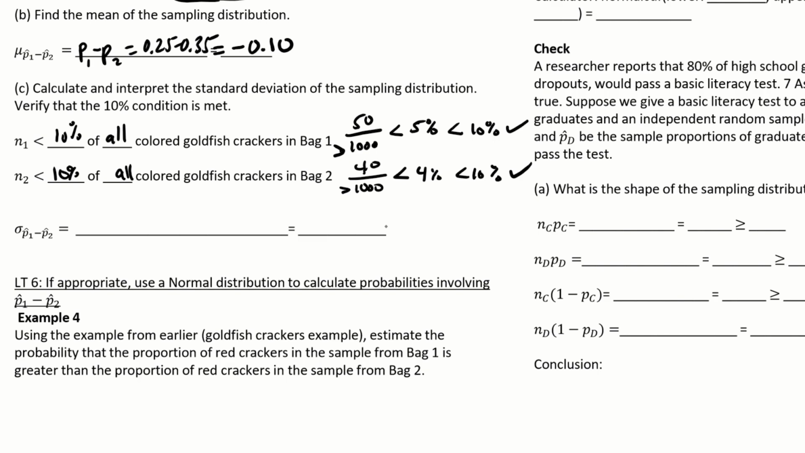So we have P1. P1 was 0.25. 1 minus P1 is 0.75. And then we had 50 crackers for that sample size. And then 0.35 for bag 2. 1 minus 0.35 is 0.65. And then we had 40 crackers there. So this is going to give us a standard deviation of 0.0971. All right.